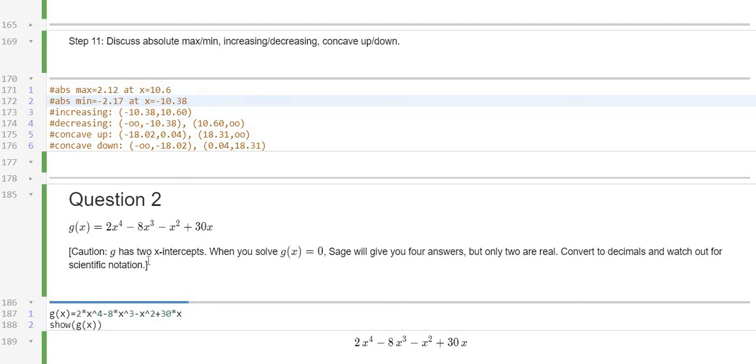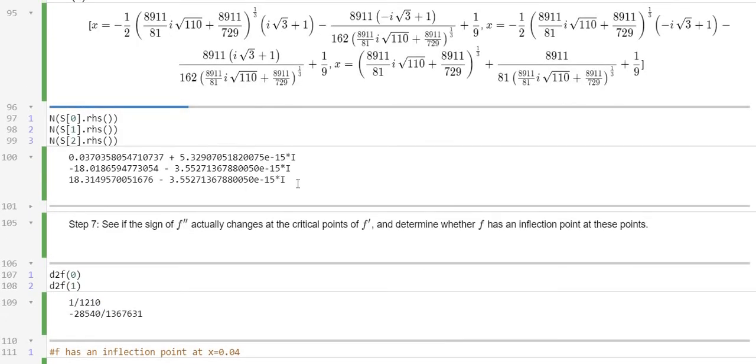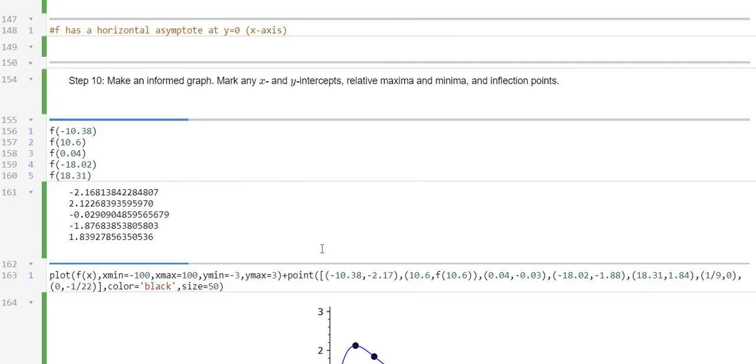Be on the lookout. The function g has 2 x-intercepts, and when you solve g of x equals 0, you will get 4 answers. Only 2 of those are real. 2 of them are actually complex numbers. Okay, you can ignore complex numbers. Convert to decimal. Watch out for scientific notation. That's similar to what we did up here. Okay, so in the g function number 2, some of the answers will have scientific notation and some of them won't. So be on the lookout for that.